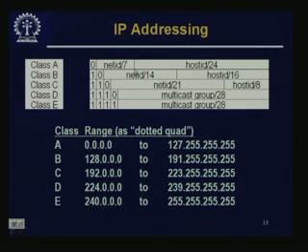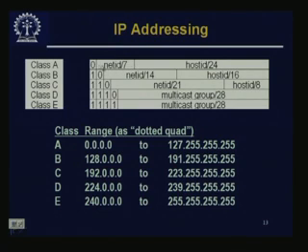Now, as I said, an IP address contains two parts. The first part is the network ID, and the rest of it is the host ID. Just consider the class A address. In a class A address, the first byte is given to the network ID, and of course, of the first byte, the first bit is 0, indicating that this is a class A address, and then you have 7 bits left for the network ID.